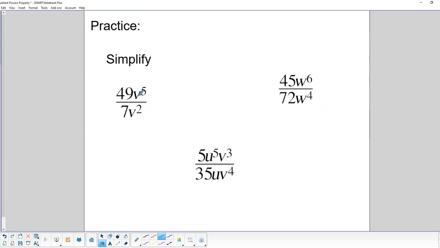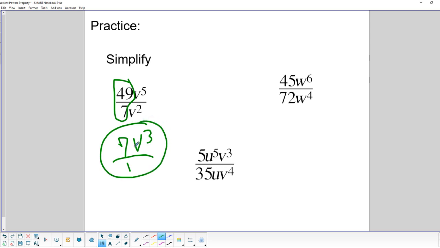Okay, we're about there. 49 over 7. If you simplify that fraction, that just turned out to be 7 over 1, or 7. And then for our v's, we have 3 more on top, so 5 minus 2 is 3. So 7v to the third over 1, or just 7v to the third.